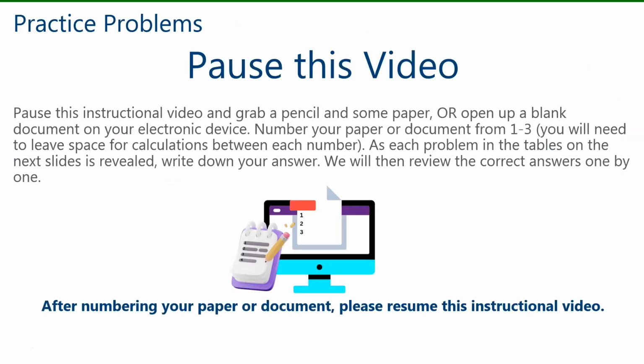Now it's time for you to try some practice problems. Pause this video and grab a pencil and some paper, or open up a blank document on your electronic device. Number your paper or document from 1 to 3. You'll need to leave space for calculations between each number. As each problem in the tables on the next slides is revealed, write down your answer. We will then review the correct answers one by one. After numbering your paper or document, please resume this instructional video.